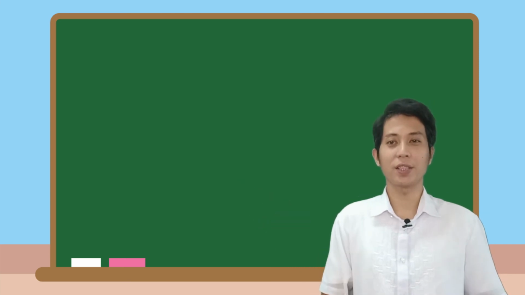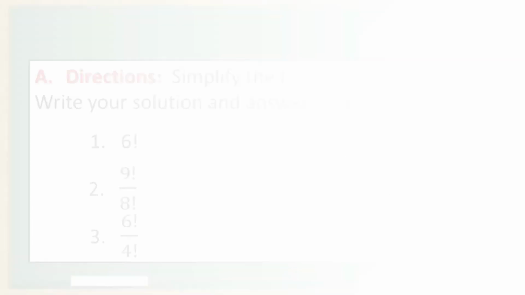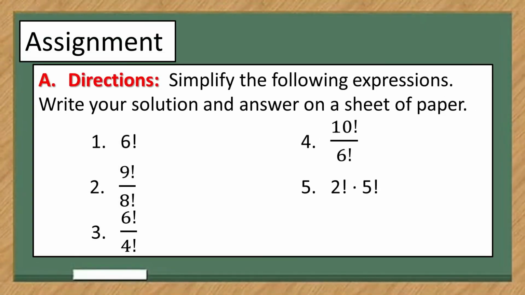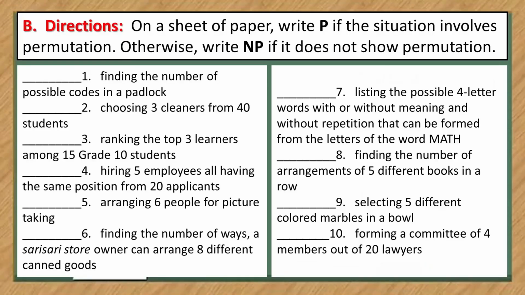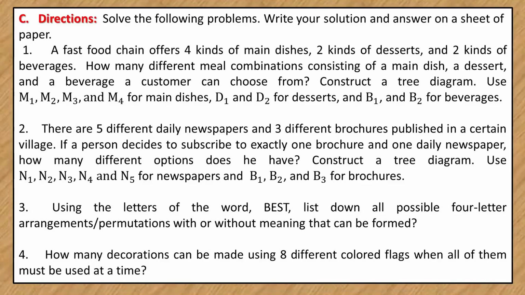Let us now practice what we have learned today. For your assignment, try to answer the following exercises. A. Directions. Simplify the following expressions. Write your solution and answer on a sheet of paper. Letter B, directions. On a sheet of paper, write P if the situation involves permutation. Otherwise, write NP if it does not show permutation. Letter C, directions. Solve the following problems. Write your solution and answer on a sheet of paper.